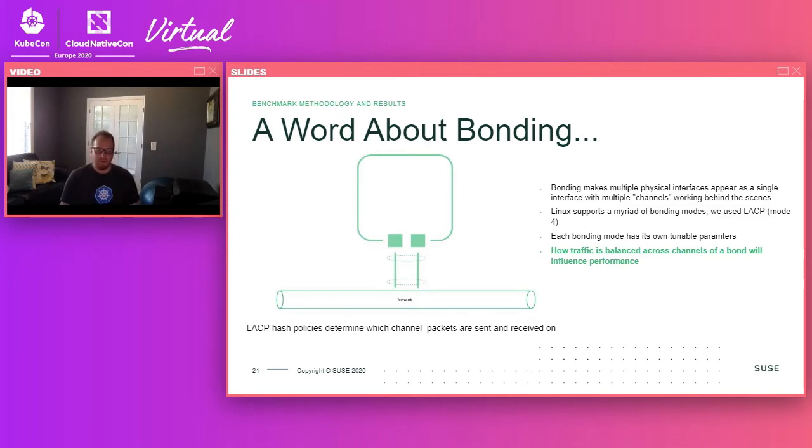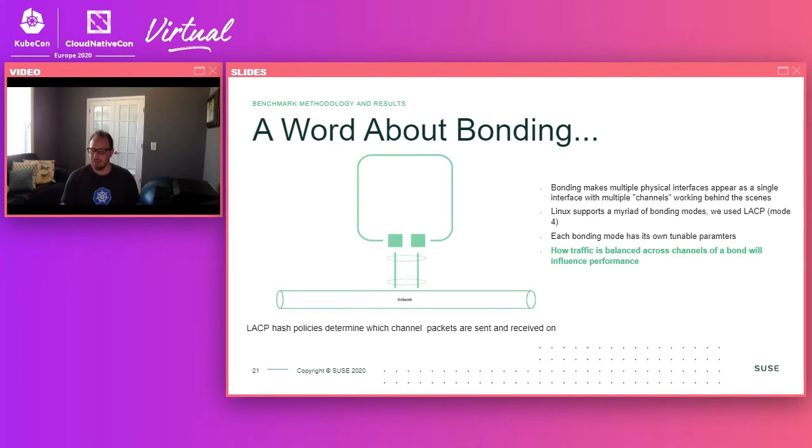So bonding is when we take multiple physical interfaces and we make them appear as a single interface with multiple channels working behind the scenes. Now, Linux supports a myriad of bonding modes. We were running with LACP bonding, you might hear it referred to as mode 4. This is just the configuration that we had. In this specific configuration, LACP has some tunable parameters, and one of those parameters is a hashing algorithm for transmitting packets, determining which interface we're going to emit the packet on. That's done through a hashing algorithm.